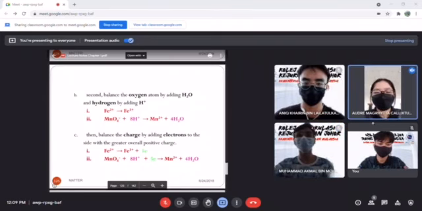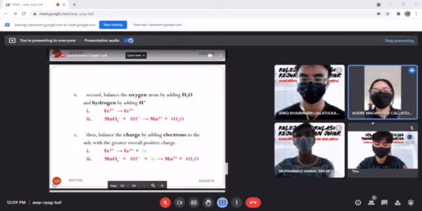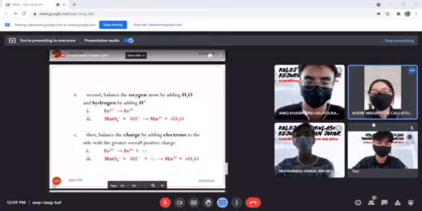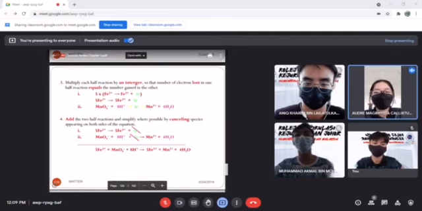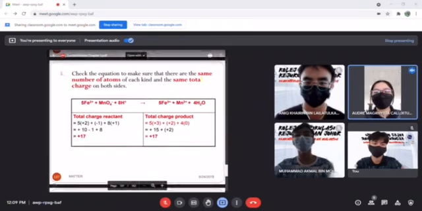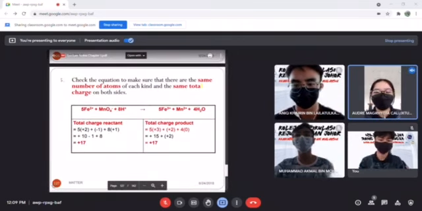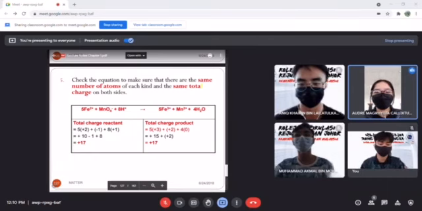The final step is to combine the two half equations by balancing and cancelling the electrons on both the left and right sides. Therefore, we can finally obtain the balanced redox equation, which is MnO4- ion plus 8H+ ion plus 5Fe2+ ion will become Mn2+ ion plus 5Fe3+ ion plus 4H2O. We need to double check the equation to make sure the total charge of the reactants is equal to the total charge of the products, which in this equation is positive 17.